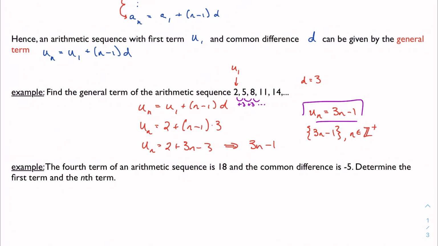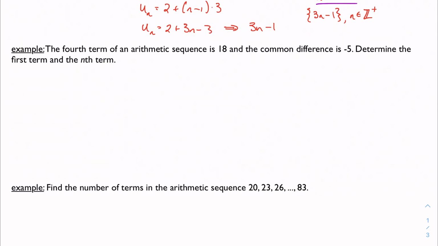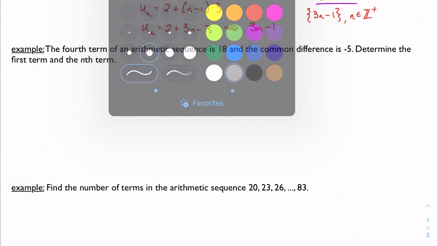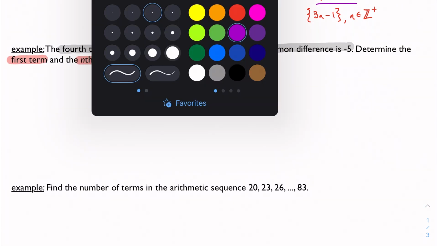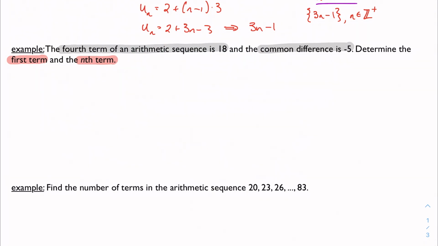Let's do something more interesting. Let's work with this formula a little bit more deeply. So the fourth term of an arithmetic sequence is 18, and the common difference is negative 5. I want to determine the first term and the nth term. So let's isolate what I know. I know the fourth term of an arithmetic sequence is 18, and the common difference is negative 5.